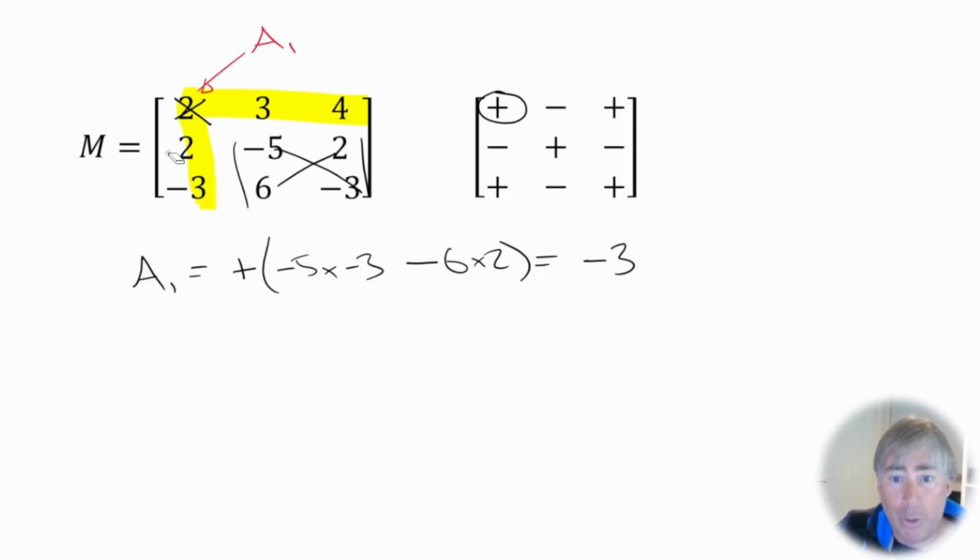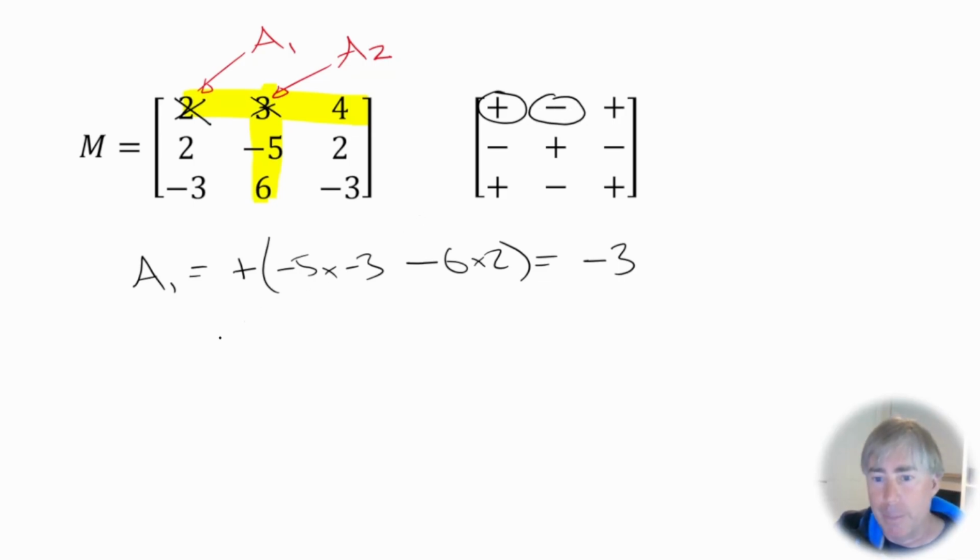And now I'm going to move on to find my second element. Okay, so I'm going to move on to my second column, and that's going to correspond to A2. Once again, not multiplying by 3, but I am considering my negative in my matrix of signs. So A2 is equal to negative, and I'm going to find the determinant of my other minor matrix, 2, 2, negative 3, negative 3.